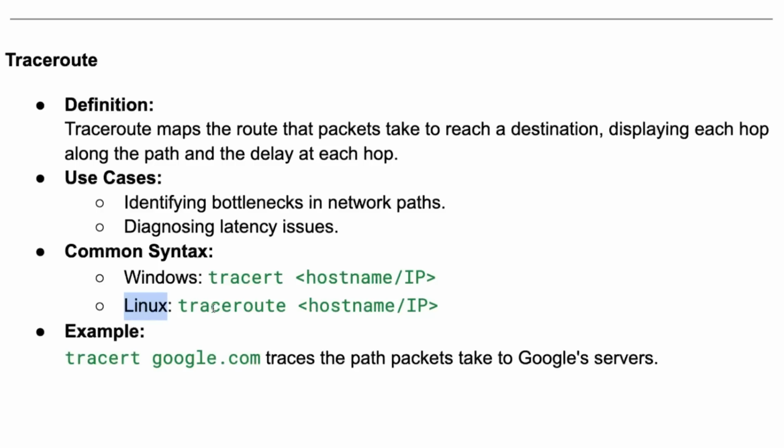So if it's Unix or Linux, it'll be traceroute. If it's Windows, it'll be tracert. And then this is an example, right? tracert. So this is assuming that we're using a Windows machine. And then we're doing google.com to trace the path that the packets will take to actually get to Google's servers.